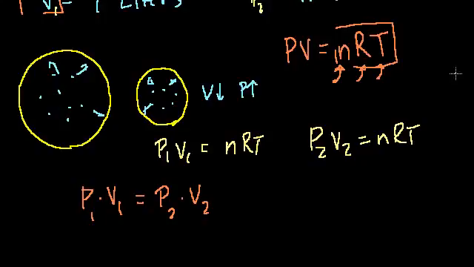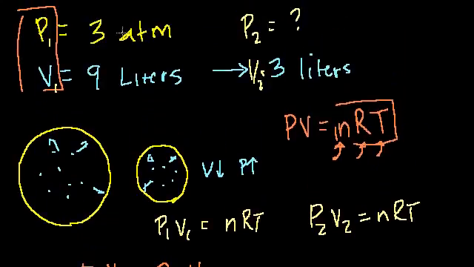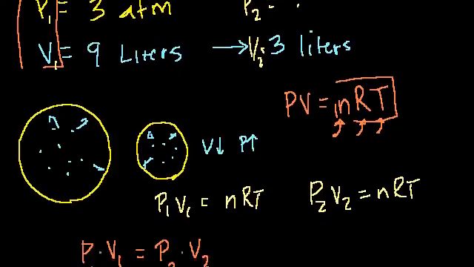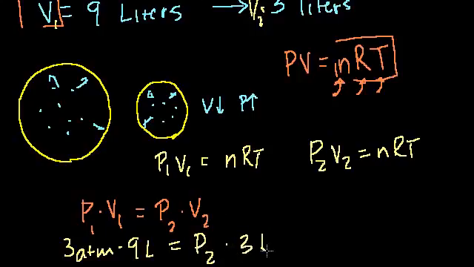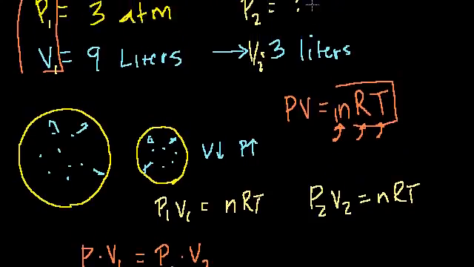What was P1? Our initial pressure was 3 atmospheres. So we have 3 atmospheres times 9 liters is equal to our new pressure times 3 liters. If we divide both sides of this equation by 3 liters, the 3 liters cancel out, and we're left with 9 atmospheres.